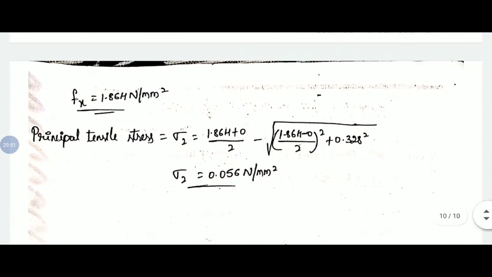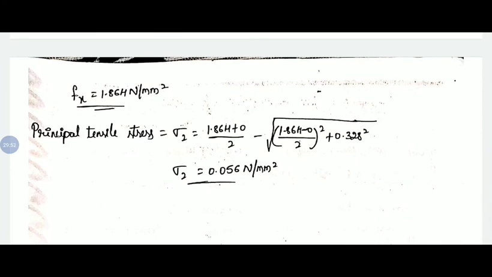Principal tensile stress equals (Fx plus Fy) by 2 minus square root of ((Fx minus Fy) by 2) whole square plus tau square. Here there is no vertical stress, so Fy will be 0, and on substituting and simplifying we will get the principal tensile stress as 0.056 Newton per mm square.